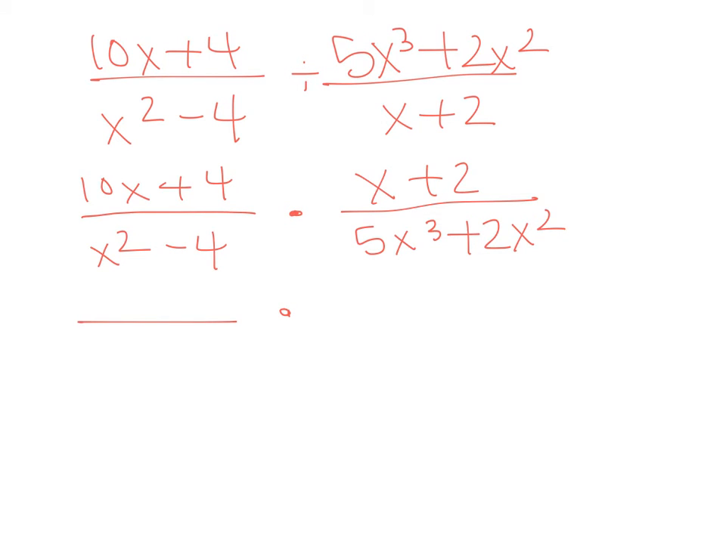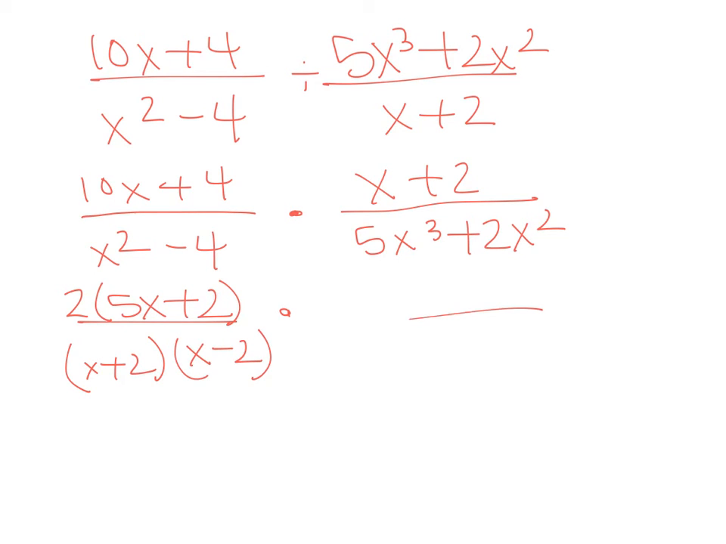Alright, so 10x plus 4. I see a common factor of 2. So I'm going to take a 2 out and I get 5x plus 2 on the inside. Okay, that's factored completely. X squared minus 4, difference of two perfect squares. So x plus 2, x minus 2. X plus 2, nothing I can do to it, so what I do is I put parentheses around it because I've got to remember it's a binomial.